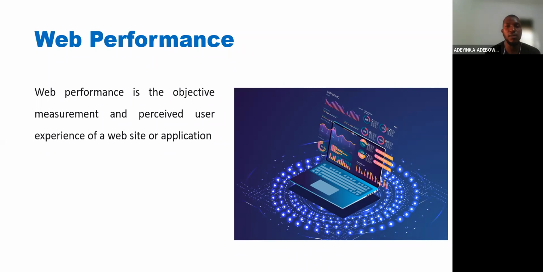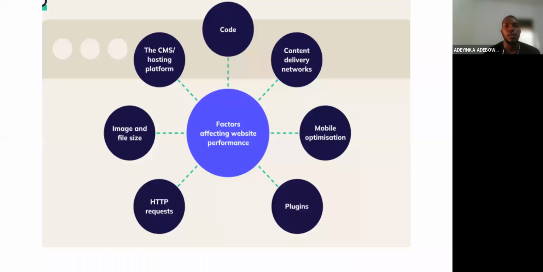There are a number of things that affect web performance. So when we look at my screen, you will see that I highlighted some of the things that are likely to affect the performance of your web application or website. The image size and file size can affect the performance of your page. If you have a very large image size or file size to load to your user, it's likely to affect the performance of your site compared to when you have a smaller image size or file size to download to your user.